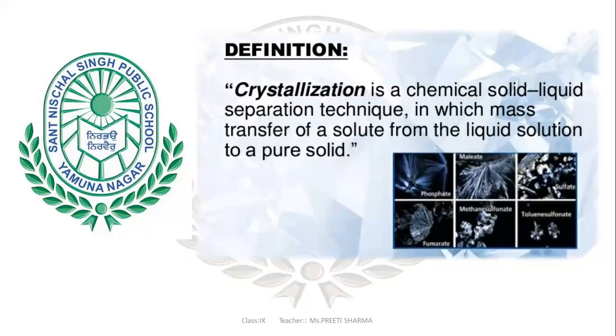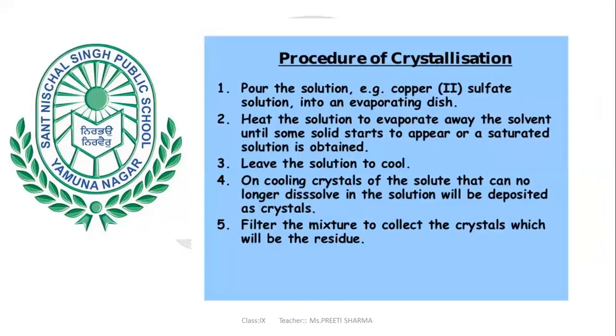Now, how can we convert this? What is the procedure behind it? For example, we'll take a substance, copper sulfate, and we want to make its crystals. We'll pour the solution into the evaporating dish and heat the solution to evaporate away the solvent until some solid starts to appear or a saturated solution is obtained. Leave the solution to cool. After some time, on cooling, the solute that can no longer dissolve in the solution will be deposited as crystals.